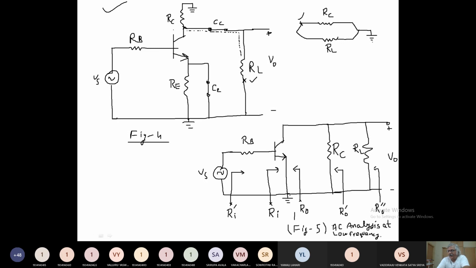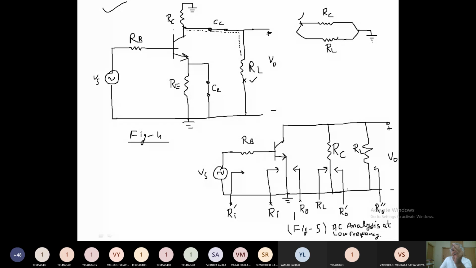Now, if I ask what is the load impedance, what is the load of this? So you can measure the load from this place, right here. You can call this RL, which means RC is in parallel with RL. Or I call it, see, RL and R1 dash.